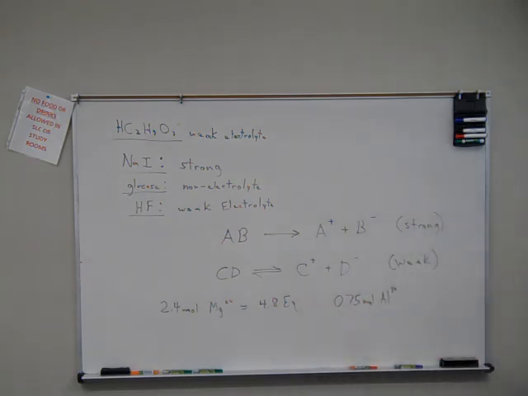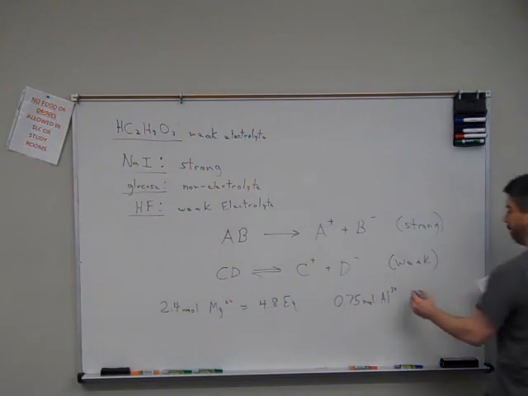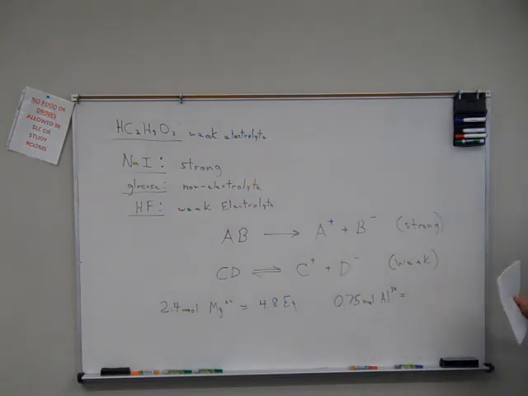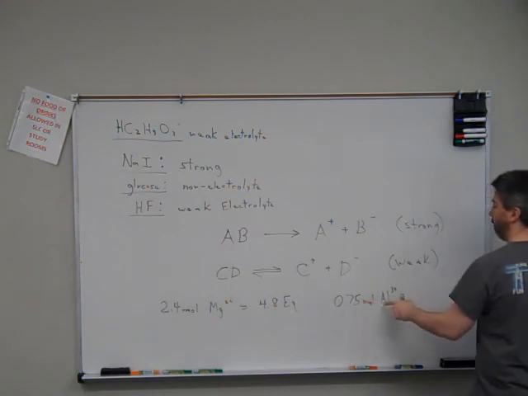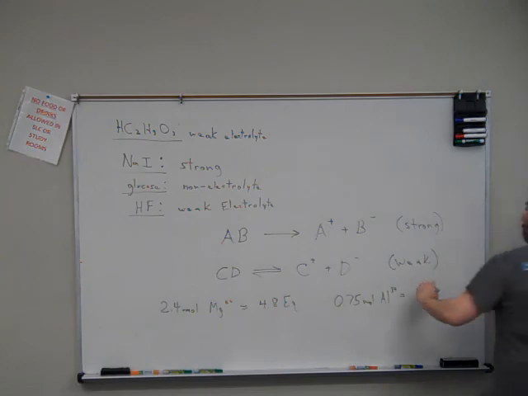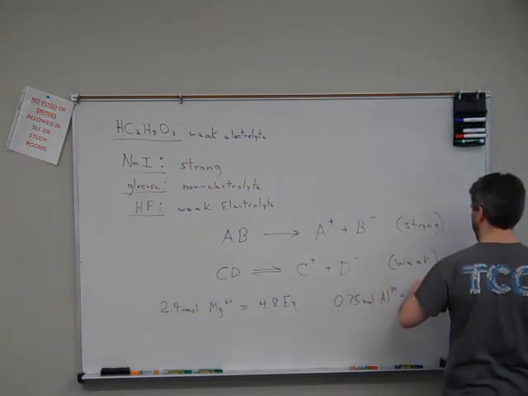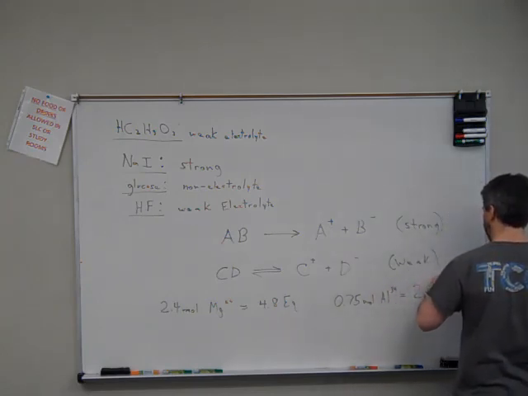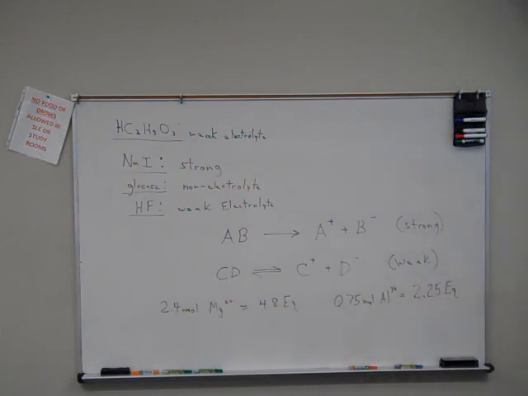And so if I have 0.75 moles of aluminum, Al3+, that means that I have how many equivalents? 0.75 times 3. Yes. So the answer is 2.25 equivalents. Good. Or 2.3 with 2 sig figs.